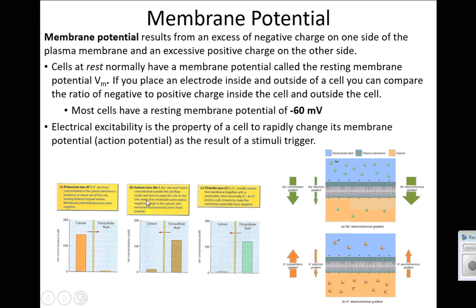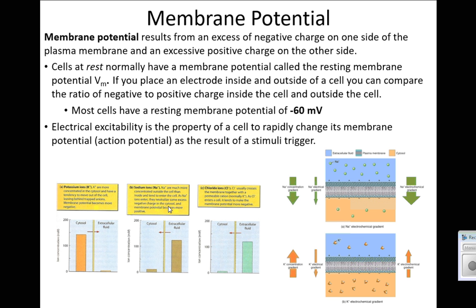Sodium does the opposite. Sodium wants to come in. Sodium has a positive charge. So this number is going to become less negative. It might even, if we have enough sodium rushing in, go past 0 and become positive. These two are the main ones that we talk about when we talk about action potentials.